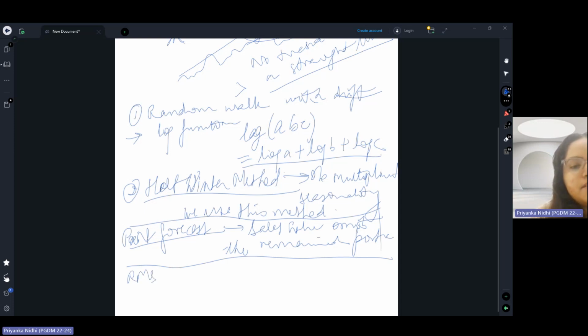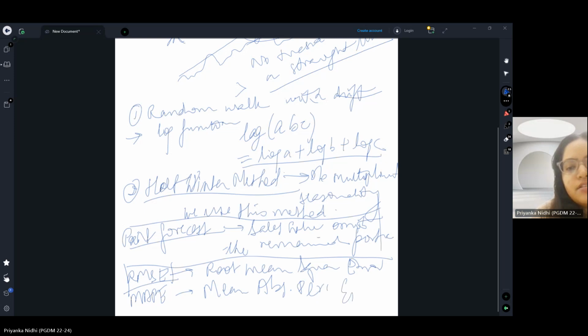Next is RMSE. RMSE is one thing that we see. It is root mean square error, right? And MAPE. MAPE is mean absolute percentage error. Okay. So this is the root mean and this is the percentage error.